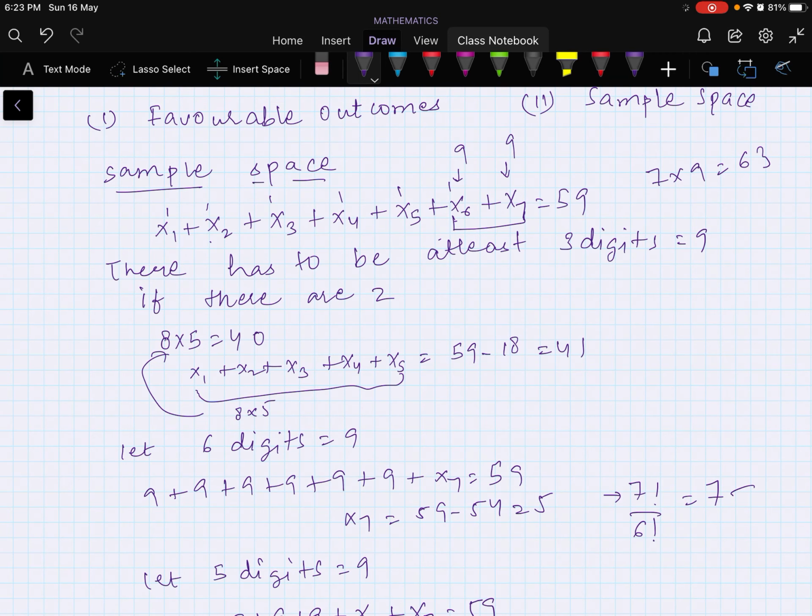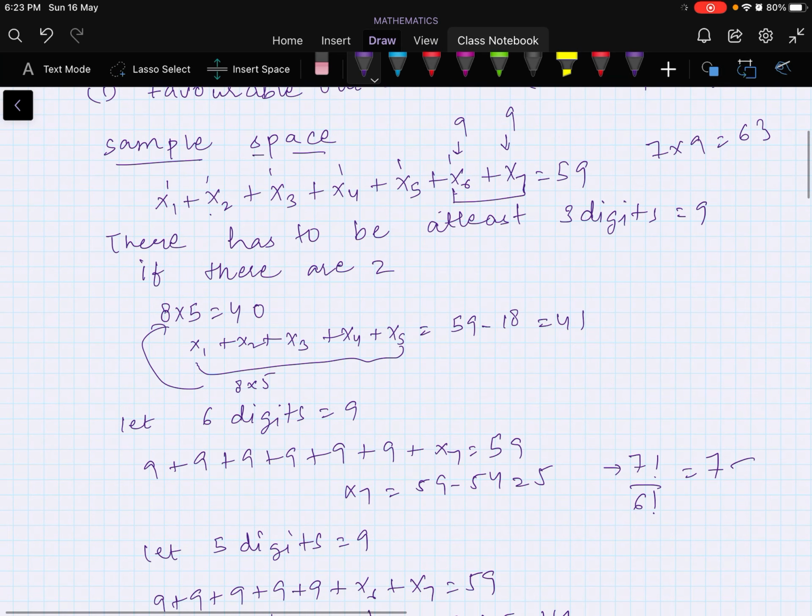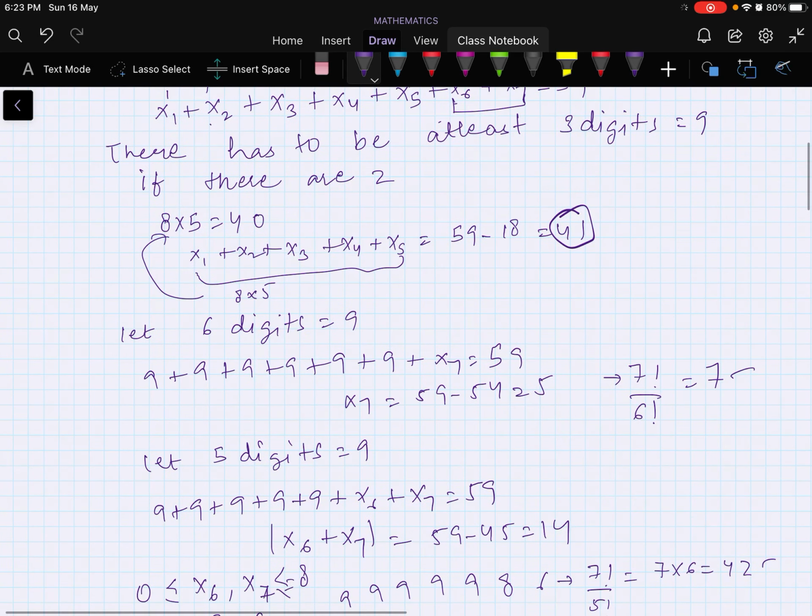So that counts up to 9 plus 9, 18, and 59 minus 18 equals 41. Now they can have a maximum value of 8, so 8 into 5 equals 40. The sum of these digits can go up to 40, but here 59 minus 18 is 41. So we can safely say that at least 3 digits must be equal to 9.